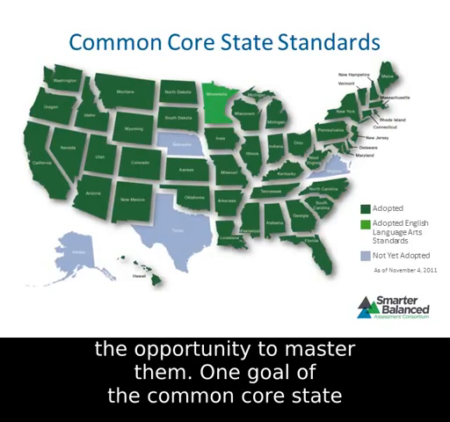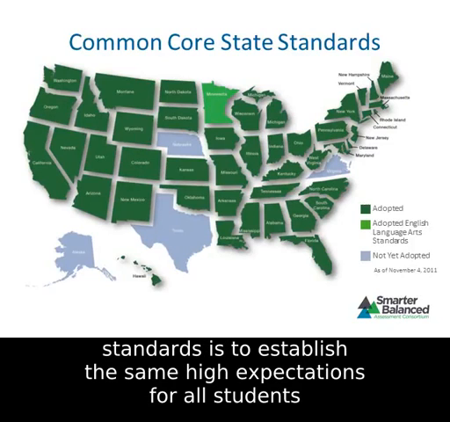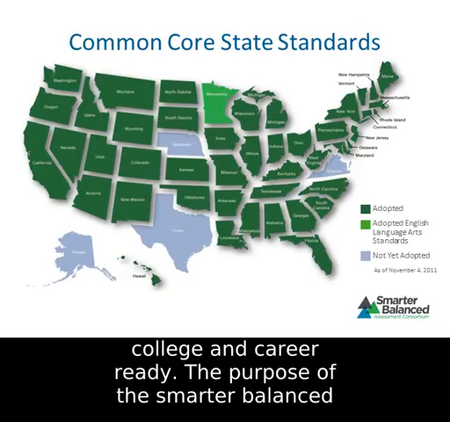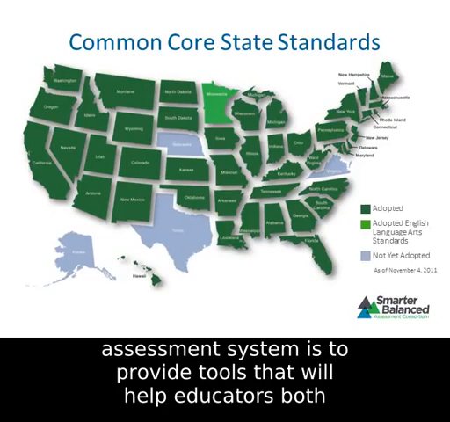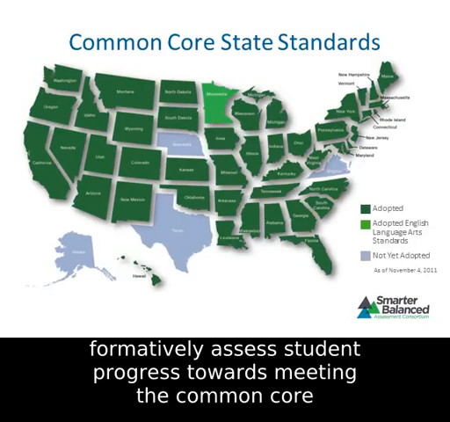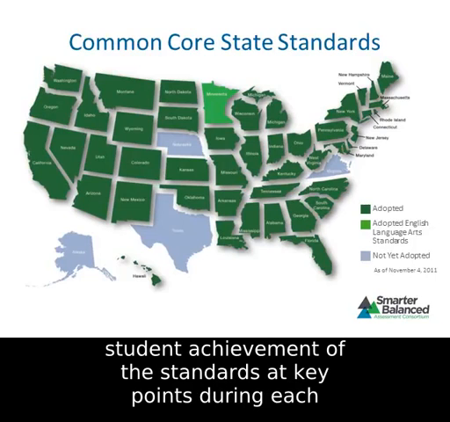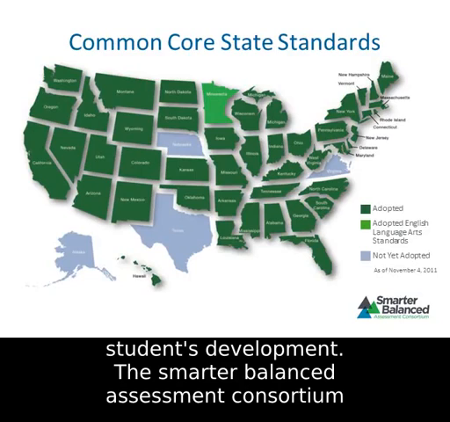them. One goal of the Common Core State Standards is to establish the same high expectations for all students across the country that, when achieved, will ensure that students are college and career ready. The purpose of the Smarter Balanced Assessment System is to provide tools that will help educators both formatively assess students' progress towards meeting the Common Core State Standards, as well as develop summative tools that measure student achievement of the standards at key points during each student's development.